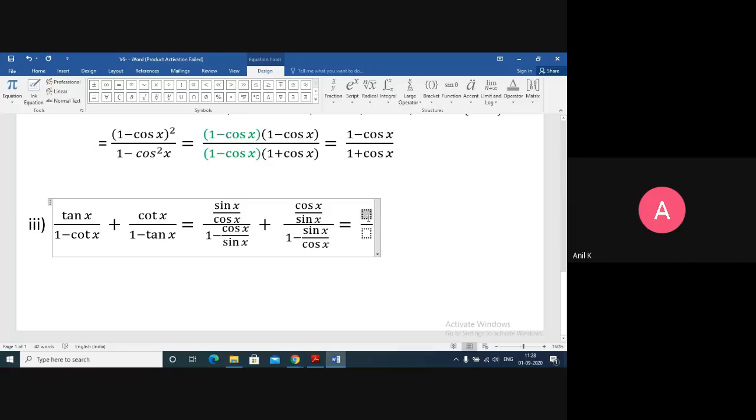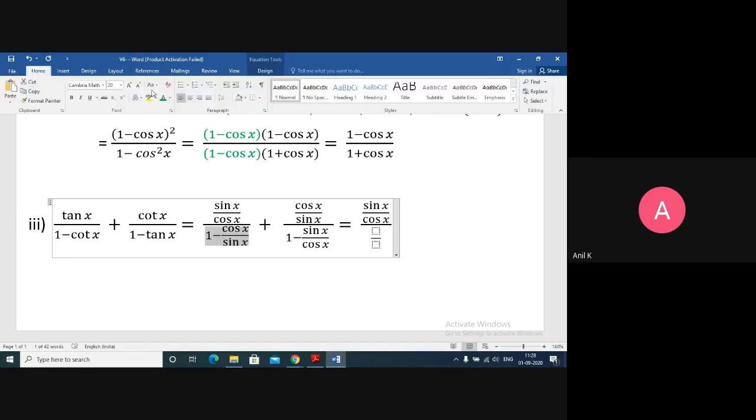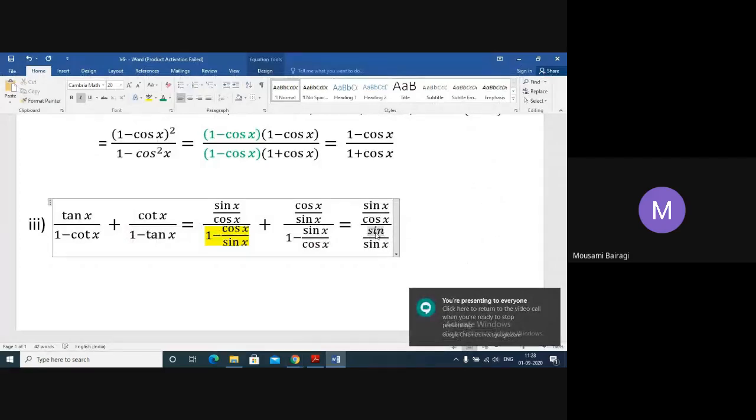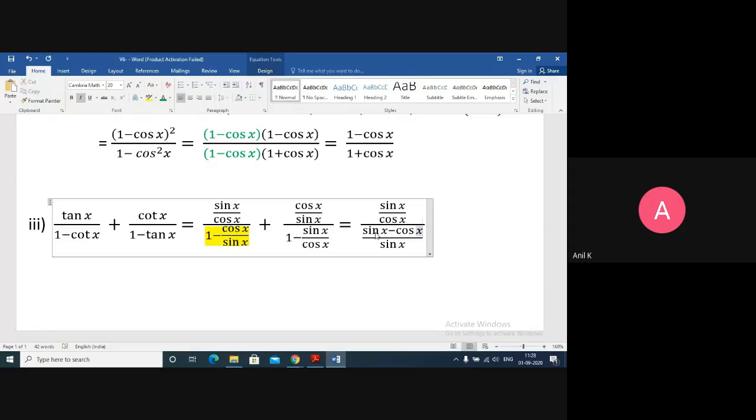Let me see if I can write the next step also here only. So the numerator here will remain sin x upon cos x only. But in the denominator, I'll go for the LCM of this term. So I am going for the LCM for that which I highlighted with the yellow color. LCM is going to be sin x. So can anyone tell me what I get in the numerator? Sin x minus cos x. That's done for the first term.